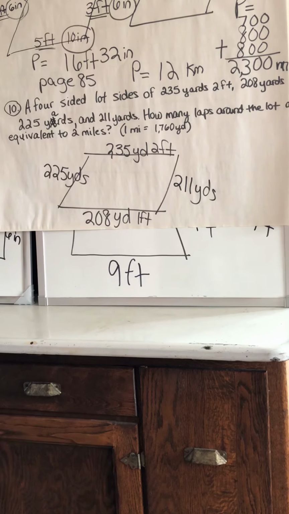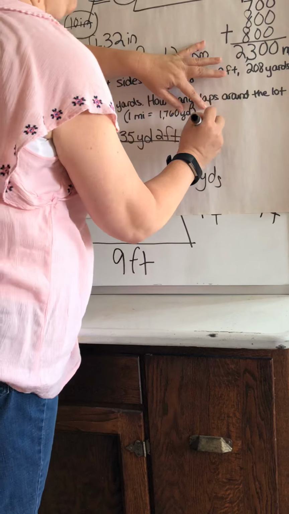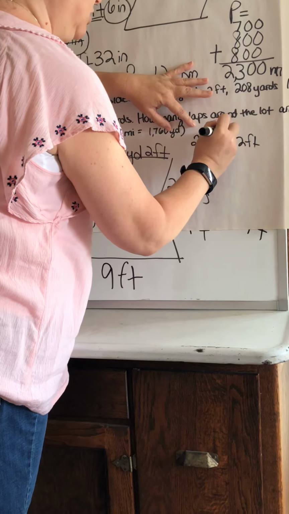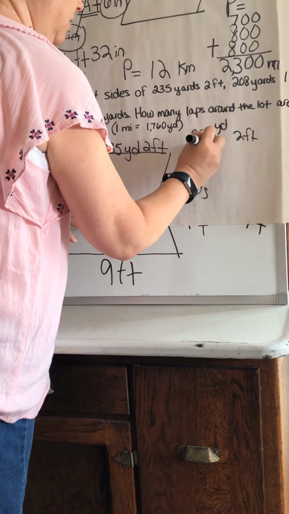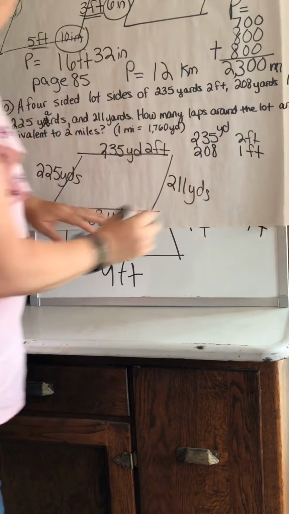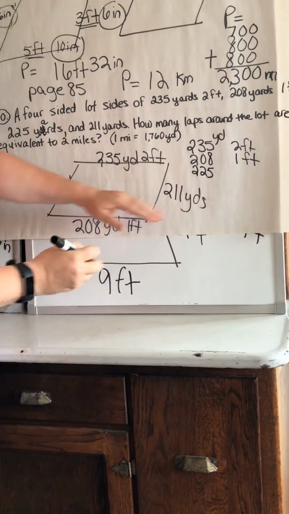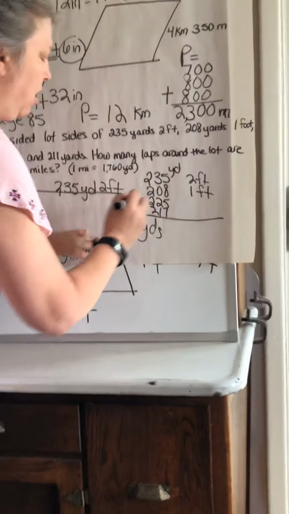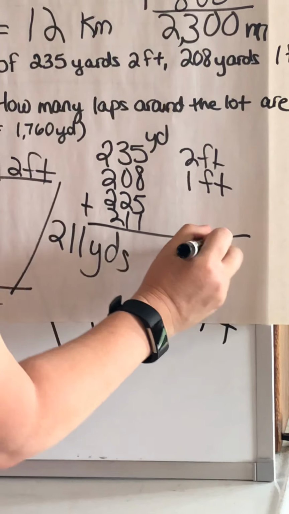Okay, all you need to do is add it up. So let's put 235 and 2 feet. That's yards. 208 yards, 1 foot. 225, and then 211. Now we're going to add all this up together. Well, this will be easier. We always want to start on the right with the smallest. This will be 3 feet.